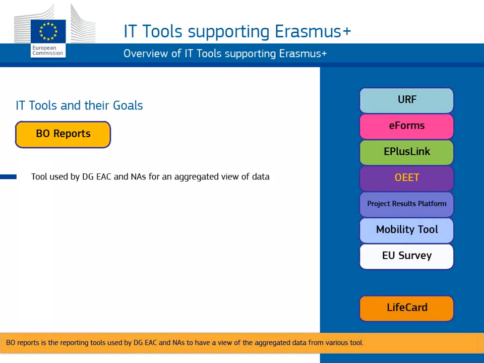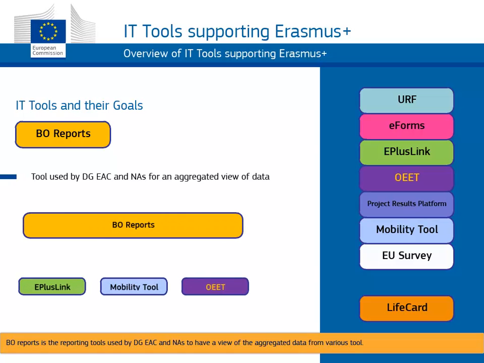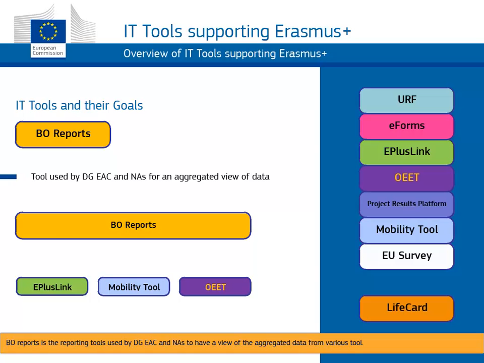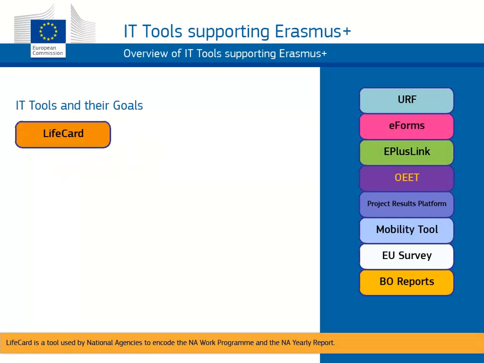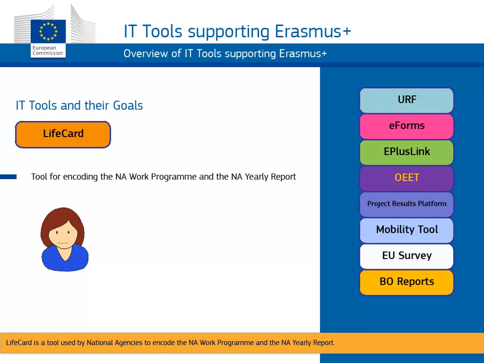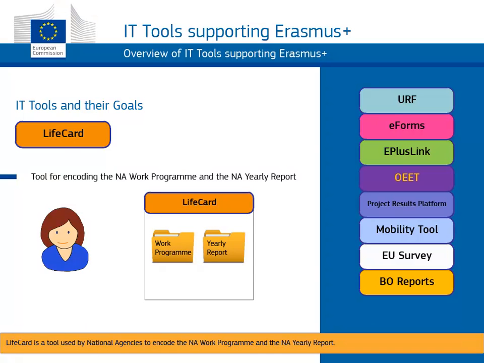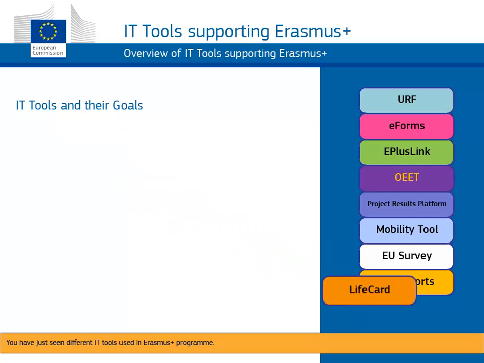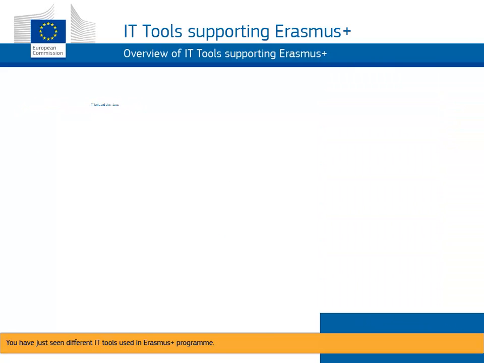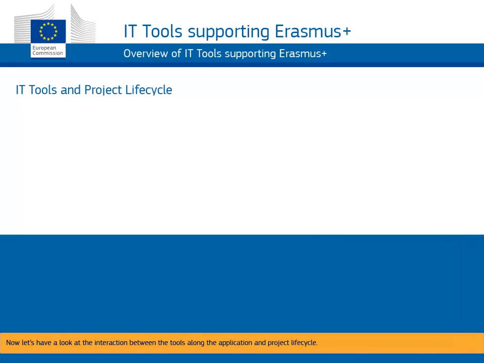BO Reports is the reporting tools used by DGAC and NAs to have a view of the aggregated data from various tools. LifeCard is a tool used by national agencies to encode the NA work program and the NA yearly report. You have just seen different IT tools used in Erasmus Plus program. Now, let's have a look at the interaction between the tools along the application and project life cycle.